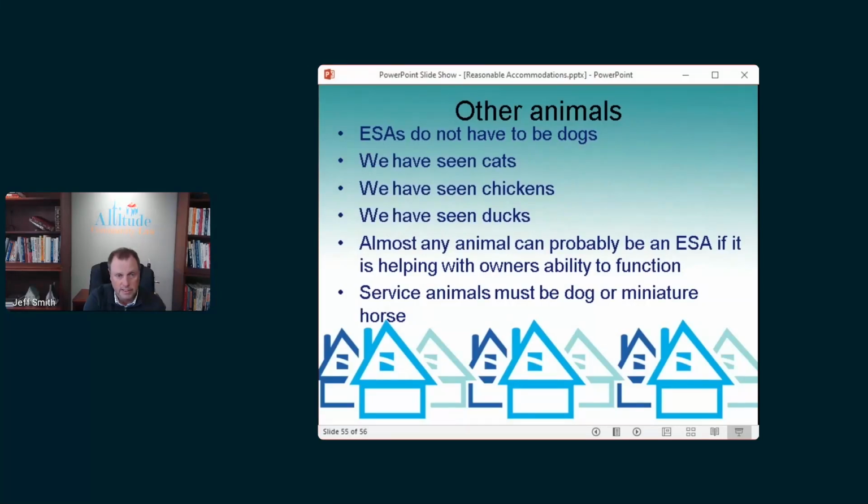Other animals, again, ESAs don't have to be dogs. We've seen cats, chickens, ducks, turtles, all sorts of different animals. People have snakes. All of these things have been used as ESAs. And again, as long as they get a letter from a medical professional saying they need this specific animal, it's going to qualify. The difference, again, is that service animals have to be trained and they have to be a dog or a miniature horse or pony.